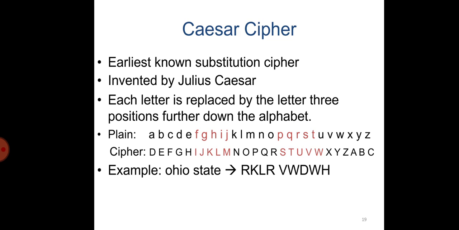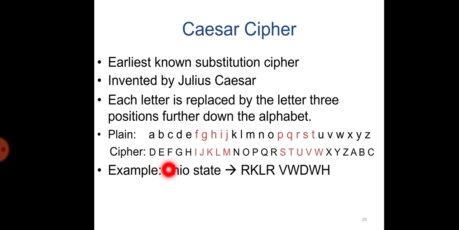Caesar cipher. Earliest known substitution cipher. It was invented by Julius Caesar. Each letter is replaced by the letter 3 positions further down the alphabet. This one is the plain text A, B, C, D, E, F, G, H, I, J, K up to Z. Here we must note that F, G, H, I, J are highlighted in red. Like that P, Q, R, S, T are highlighted in red.